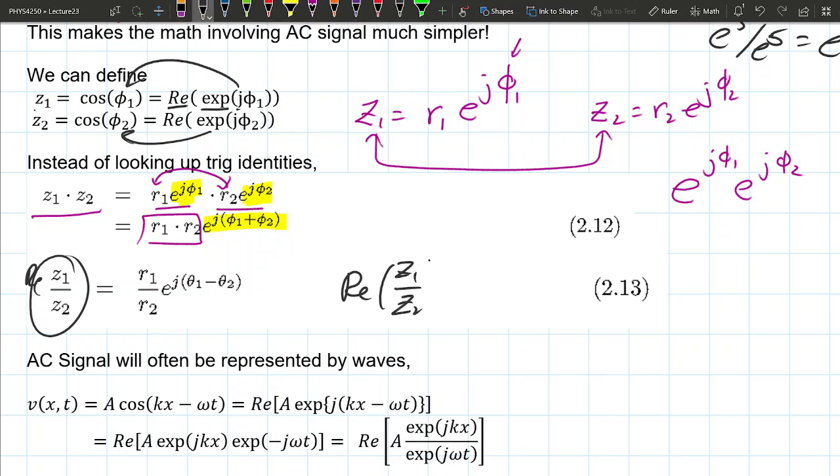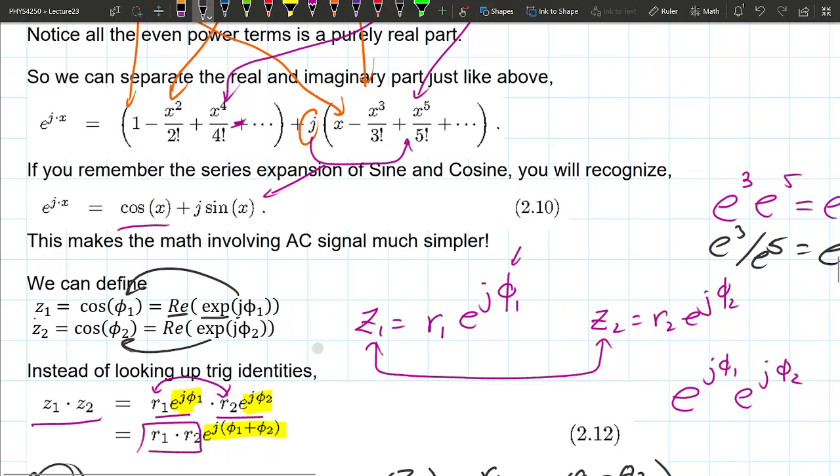So when I do the real part of z1 over z2, I'm going to get r1 divided by r2, times cosine of theta. Why did the book change from phi to theta? Theta 1, theta 2. So when you want the real part, you change the e to whatever into the cosine, because by definition the real part is the cosine of that same function, without the j.